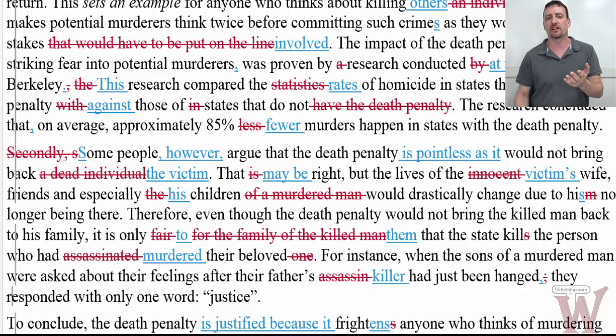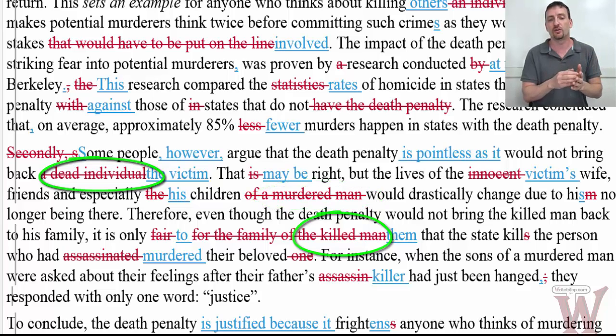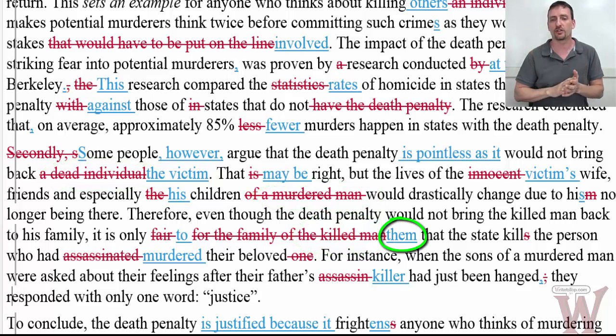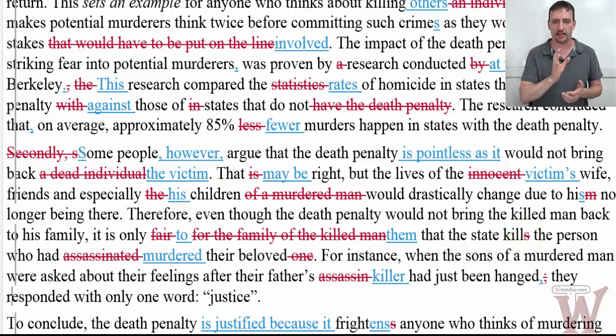And then the next one. "For the family of the killed man." Again, we already know there's a victim. It's not fair to them. We already know who we're talking about. "That the state kill," not "kills," kill. This is the subjunctive. "It is not fair" is followed by a that clause, and you have a base verb in the that clause. But again, that's another grammar point we'll discuss at another time.